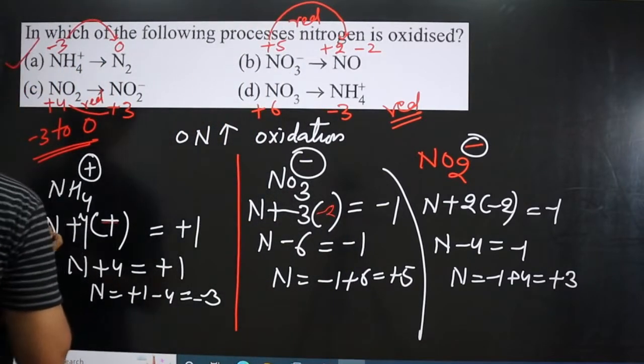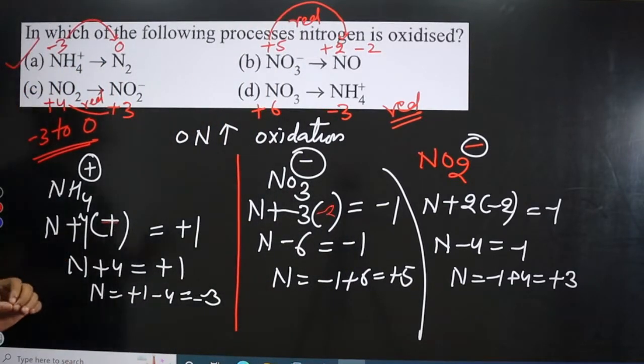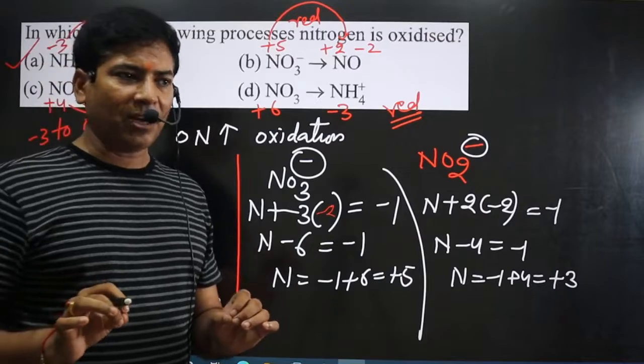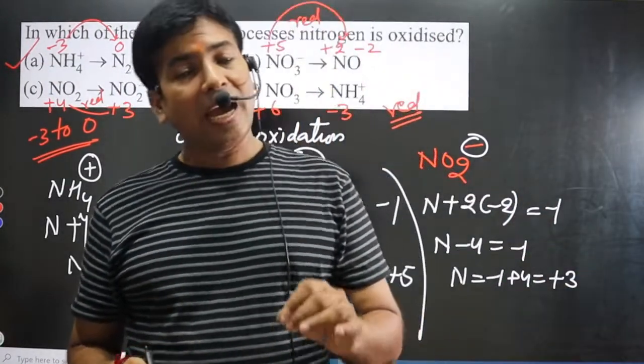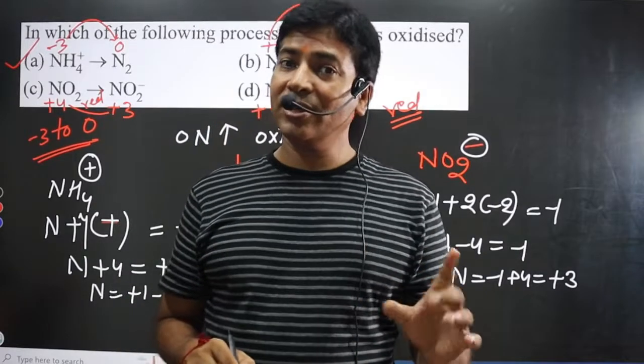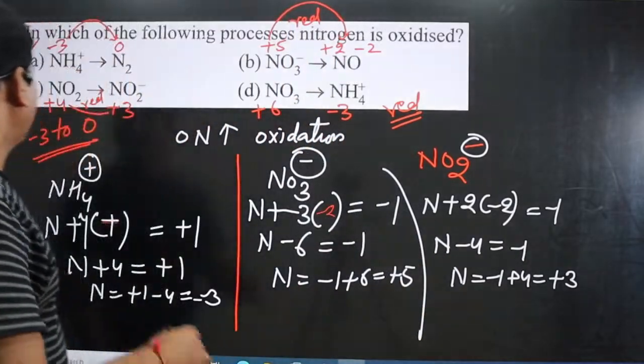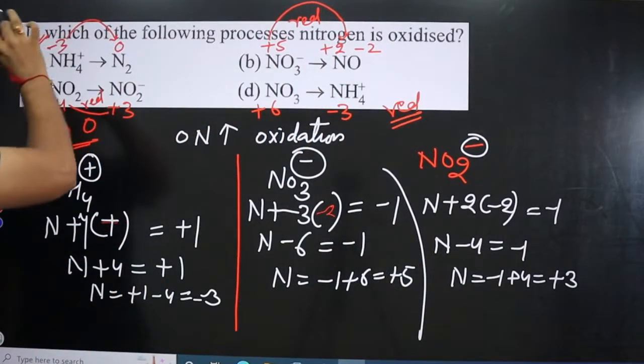Okay, so very simple concept is there. Whenever these kind of questions are there, always apply the concept of increase in oxidation number is always oxidation reaction, and decrease in oxidation number is always reduction reaction. Hence we get the first option correct.